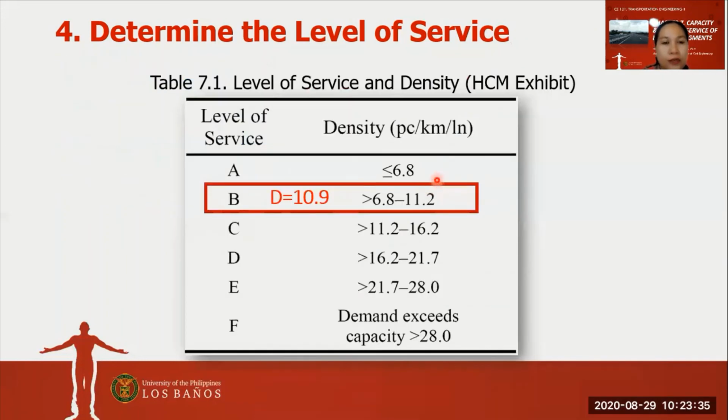Okay, and then you can also use this table to determine the level of service. Since we already have calculated the density, which is equal to 10.9, and it falls within the range of between 6.8 and 11.2, then we have the level of service of freeways B, which is consistent when you use the chart we have seen earlier. Okay, so that answers the question that we have to answer in the sample problem.